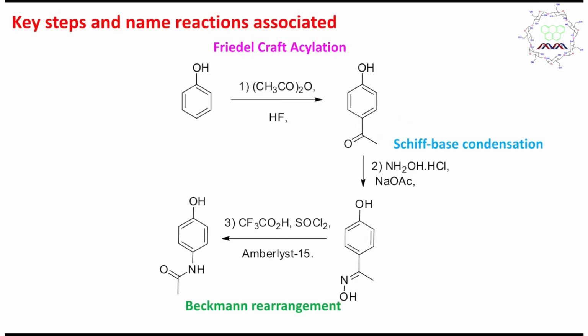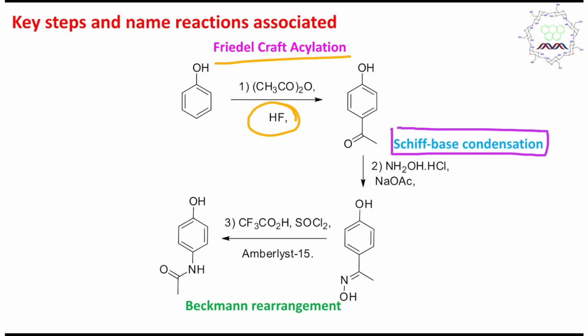So what are the name reactions and key steps associated with this process? The first step is Friedel-Crafts acylation in the presence of HF acid. The second step is Schiff base condensation, or you can say oxime formation using hydroxylamine. And the third step is the Beckmann rearrangement. By the way, I have discussed many dedicated lectures on Friedel-Crafts acylation, Schiff base condensation, and Beckmann rearrangement.